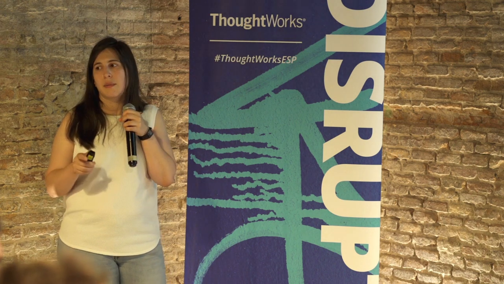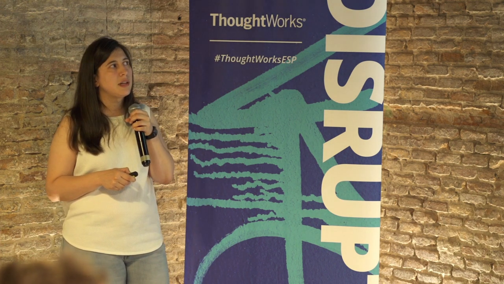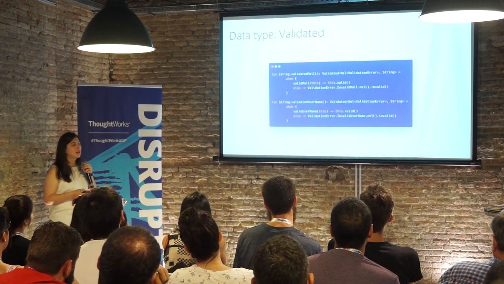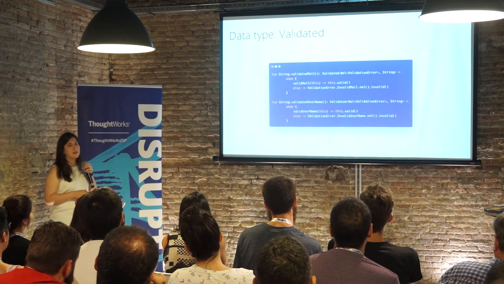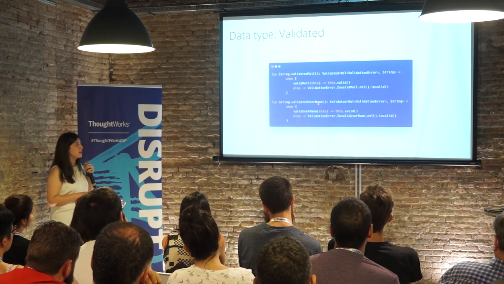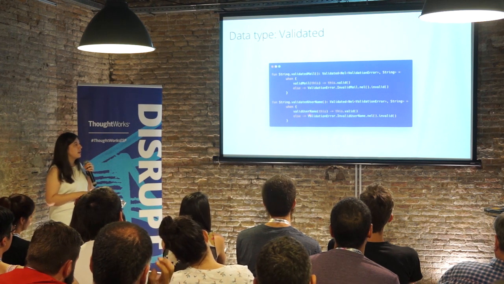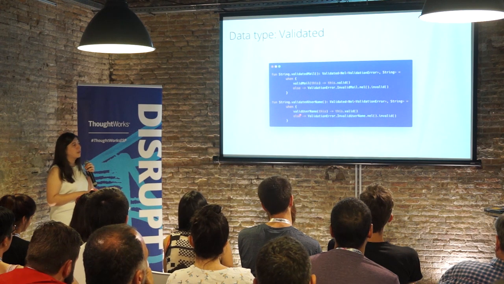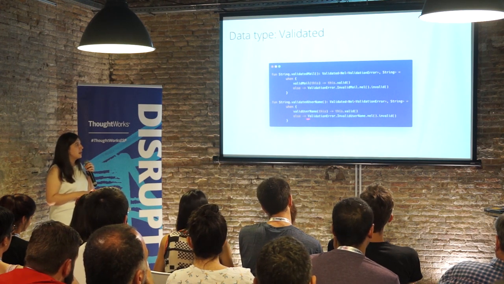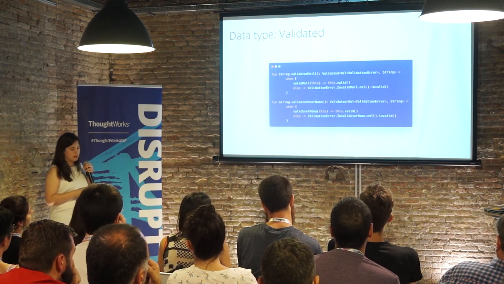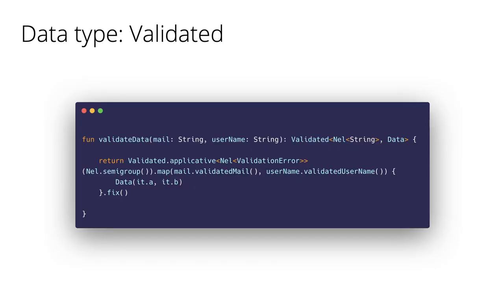So we have a string with an email. We can call validateEmail on it, and the result is going to be the proper string or a list of validation errors. The same thing with validateUsername. We have here what we consider a valid username, with regex or whatever. It's also an extension function of the string. Here is where we wrap everything together.